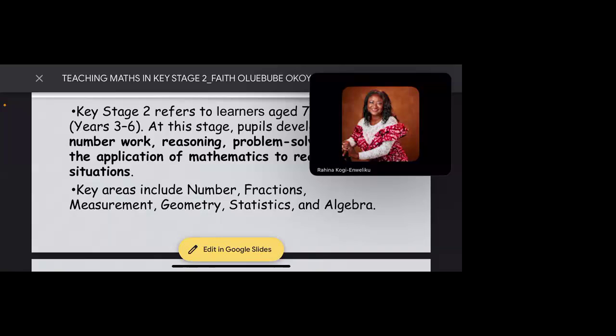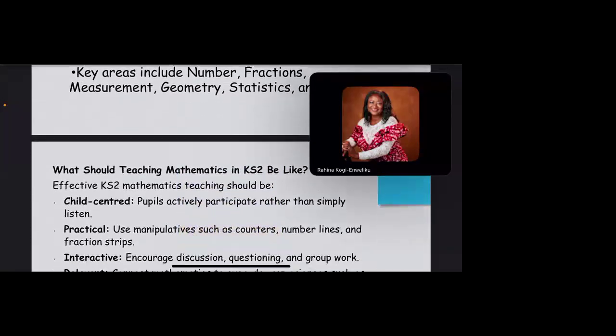The key areas for children in this age grade include number, fraction, measurements, geometry, statistics, and algebra. I think fraction should have been number 1, but number is still number 1 regardless.